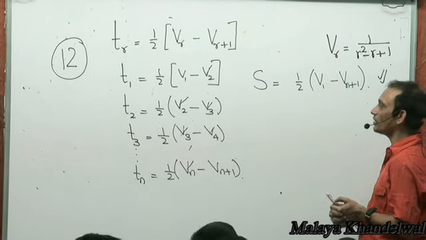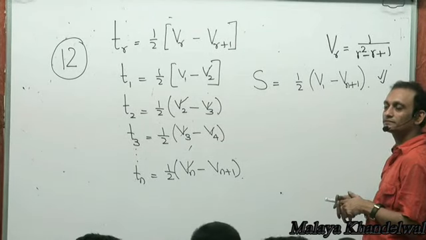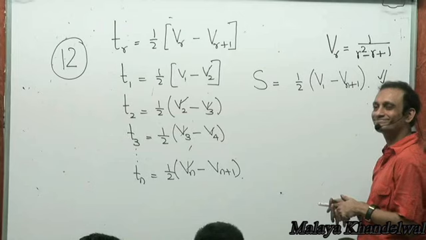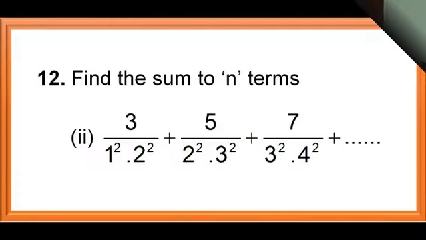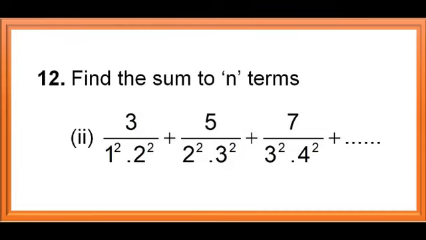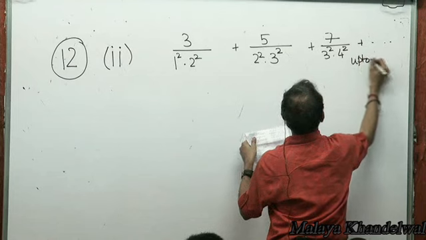I'm not adding all the halves. I'm taking half common from the whole thing. Right? Up to n terms.